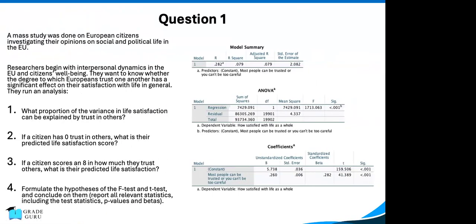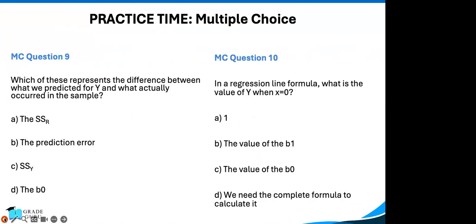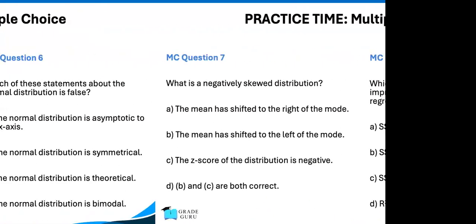Okay, that's it for multiple choice. We're ready to go through the solutions. How did you guys find it?